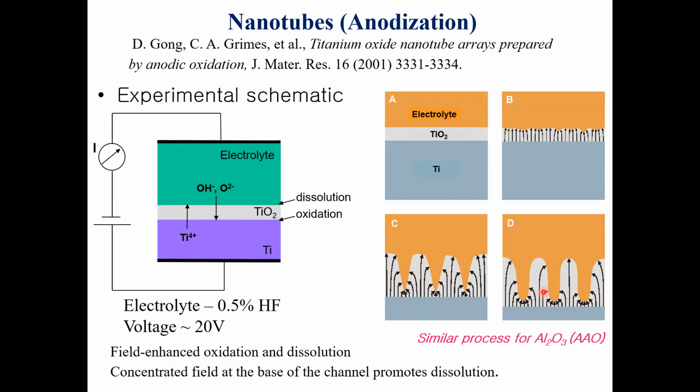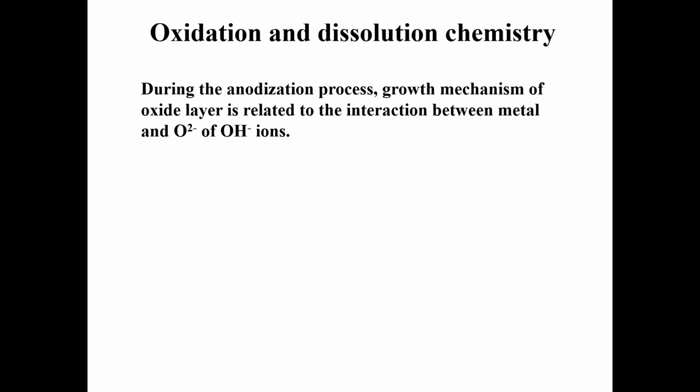So you can do a similar process to create anodized aluminum oxide with holes that you can buy commercially. You'll be starting with a piece of aluminum and going through an oxidation and dissolution process. So if you look at the chemistry, obviously the oxidation is driven by the source of oxygen and the electrolyte.